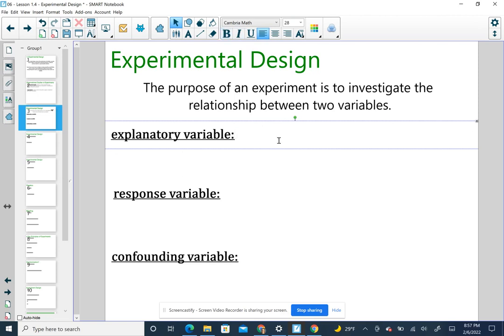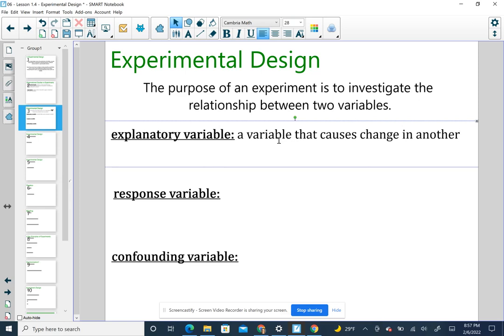The first one is an explanatory variable. So this is a variable that causes change in another. Now, you have probably heard the terminology like independent and dependent variable more, especially in science. This would be your independent variable. It can also be called the predictive variable. But in statistics, we call it the explanatory variable.